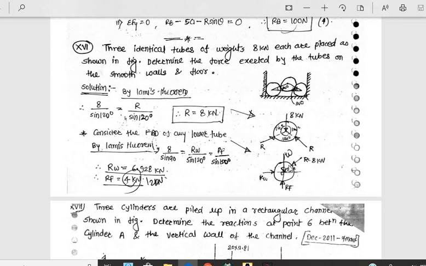Okay, we have to use here the resolution. So make a correction here. So here RW comes out to be 6.92 and RF is 12 kilonewton, not 4. Okay, so that we have to do.